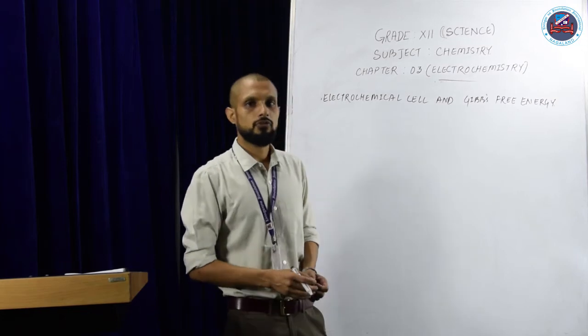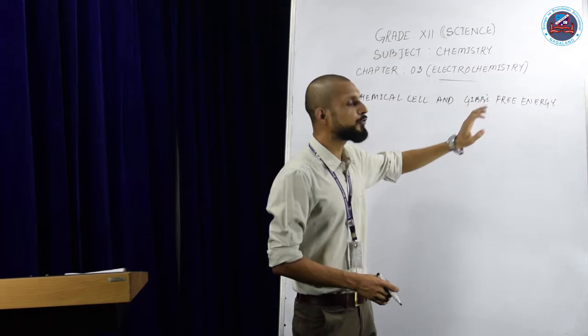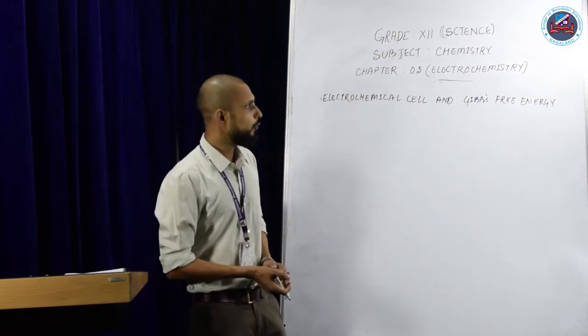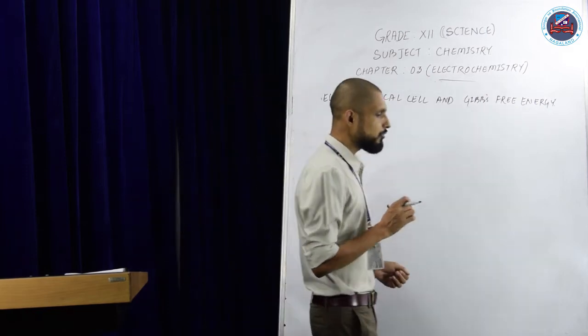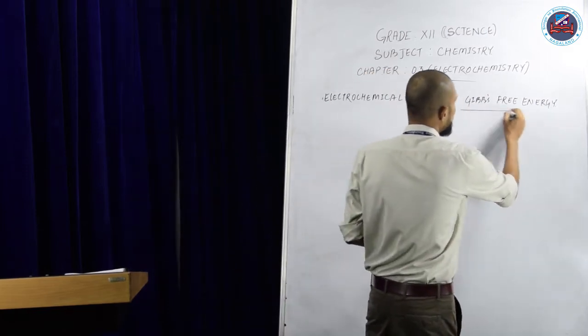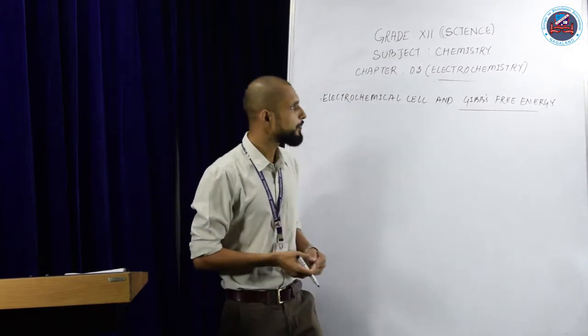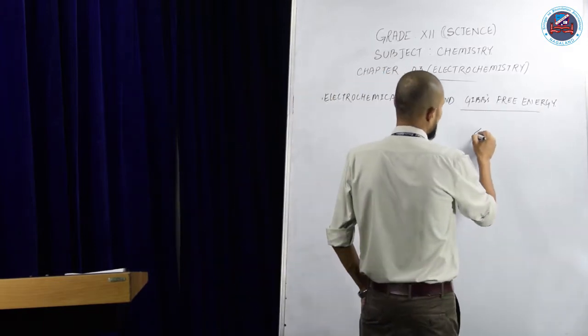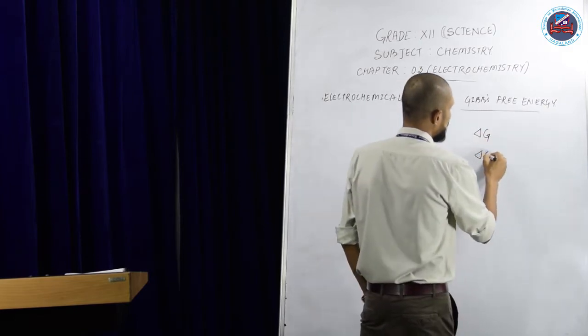Hello students, so we start a new topic, that is electrochemical cell and Gibbs free energy. Now we mostly get numericals from this topic, but you have to know how the Gibbs free energy decides the nature of reaction. Gibbs free energy is represented by delta G or delta G naught.